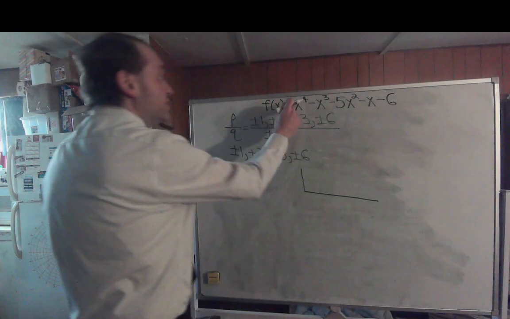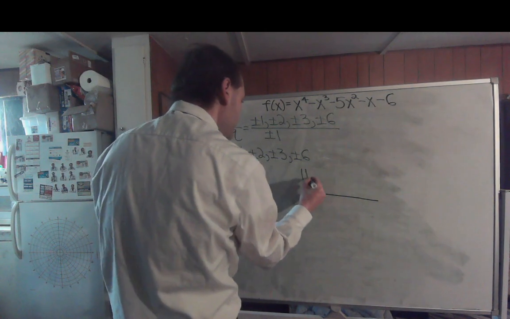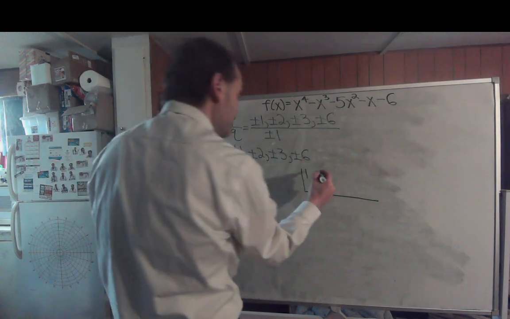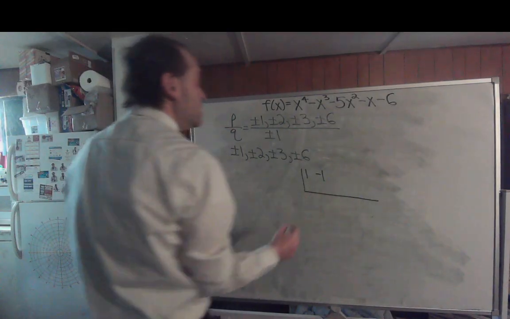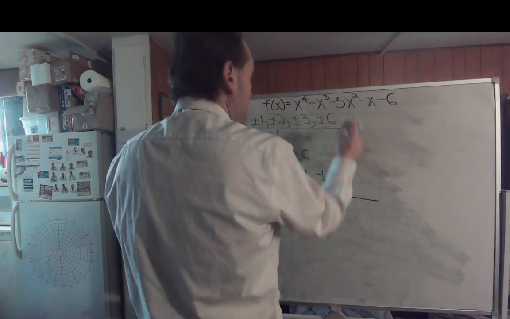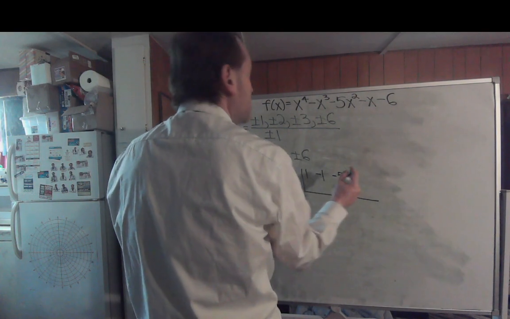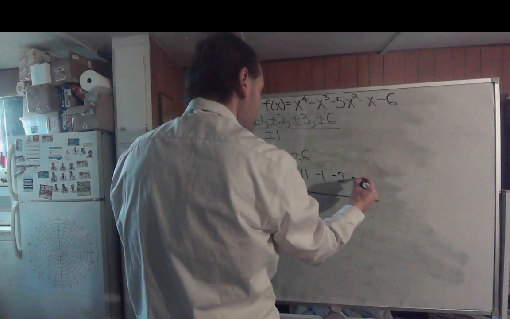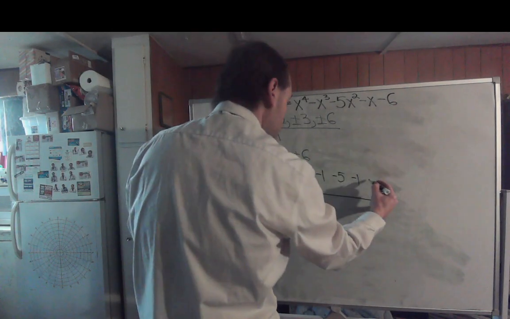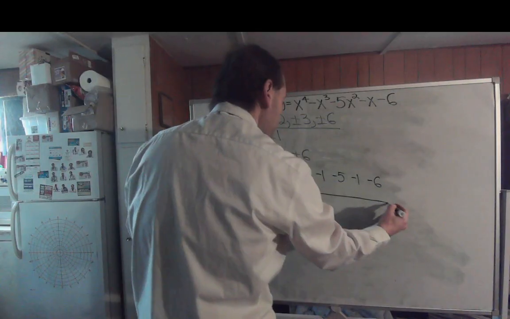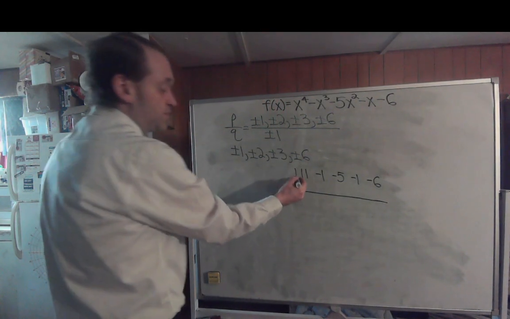All right, coefficient on x to the fourth is 1. Coefficient on x to the third is negative 1, coefficient on x to the second is -5, coefficient on x to the first is -1, and then your constant term is going to be -6. Let's try +1 as a rational zero.